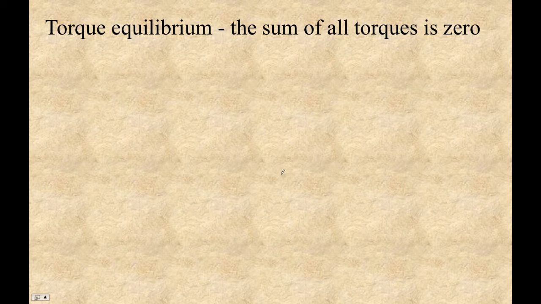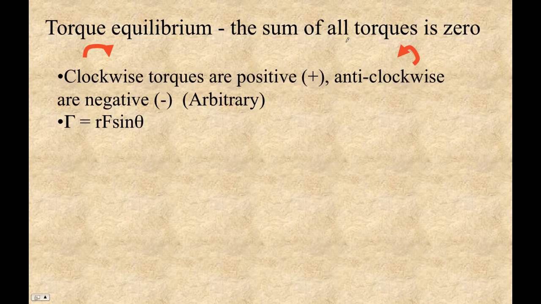Let me talk a little bit about something called torque equilibrium. The idea of torque equilibrium is that an object is in torque equilibrium if the sum of all the torques is zero. That is, if we add up all the twisting forces, that adds to zero. In order for it to add to zero, of course, we have to have some convention here. And so this is our convention, and you could do it the other way if you want, but let's just say clockwise torques are positive torques and anti-clockwise torques are negative, right?